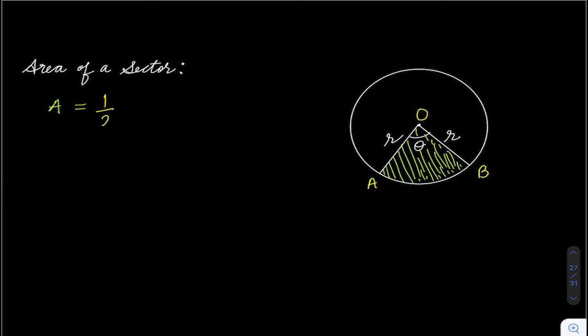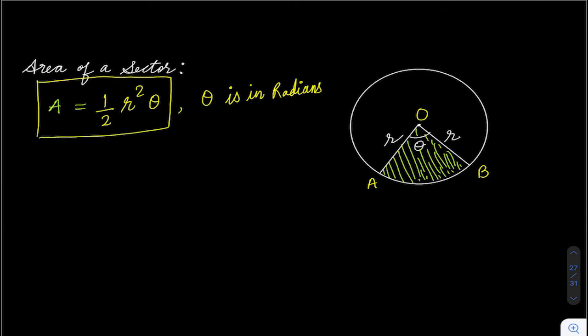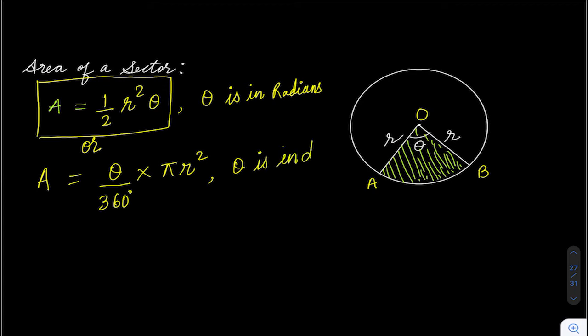So area is nothing but half R square into theta. Again, theta here is in radians. That's the important part that we have to remember. So again, if theta is given in degrees, you can convert into radians first and then apply this. Or if you want, I can give you the formula in degrees also. The formula is theta over 360 degrees multiplied by pi r square, and here theta is in degrees. So you can remember this also, and you know the drill.